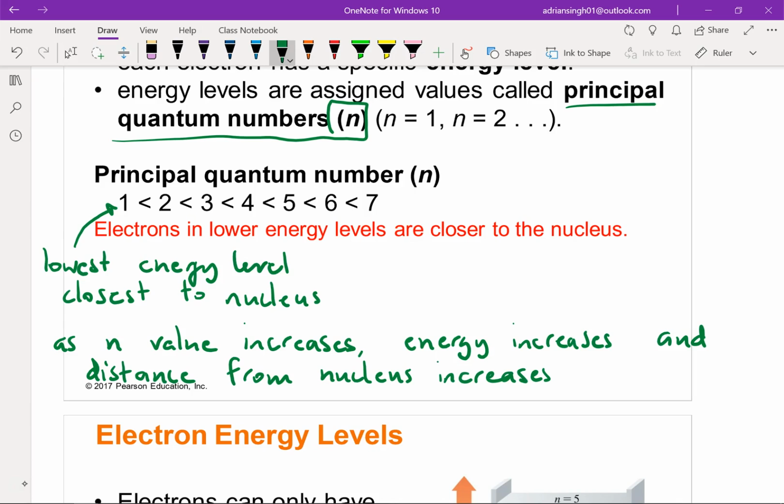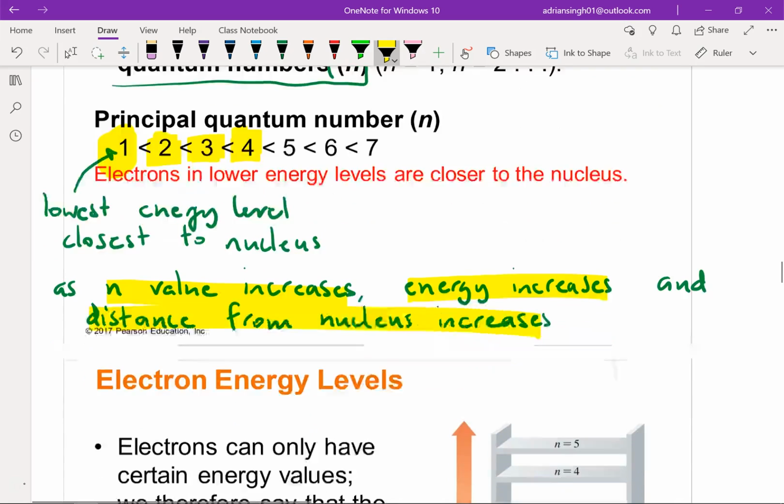Okay, so there are a couple relationships here that we can see. As n goes up, the energy goes up, and the distance from the nucleus goes up as well. So the lowest energy level you can have is n equals 1, and then we can go up in energy. N equals 2 has a higher energy than n equals 1. N equals 3 has a higher energy than n equals 2. N equals 4 has a higher energy than n equals 3, and so on and so forth.